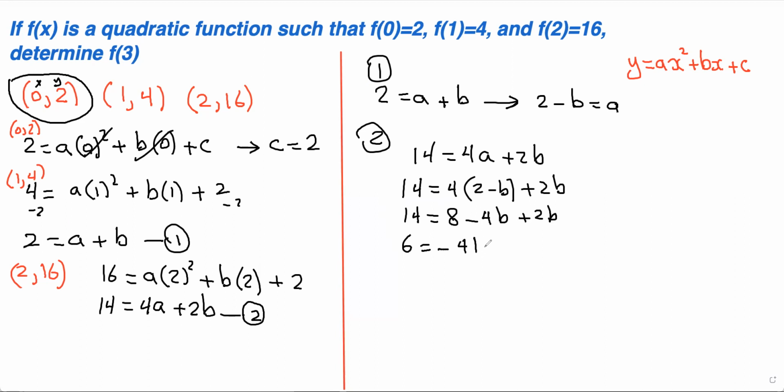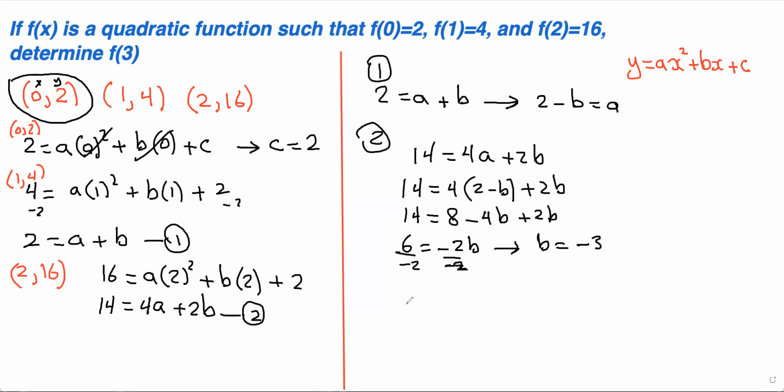Equals negative 4b plus, you know what? So I'm going to add the like terms right here. So negative 4b plus 2b is negative 2b, and therefore b equals negative 3, because I'm dividing both sides by negative 2 if you wish to see the steps. Yeah, so that's just dividing by negative 2 right here. All right, so b is negative 3.